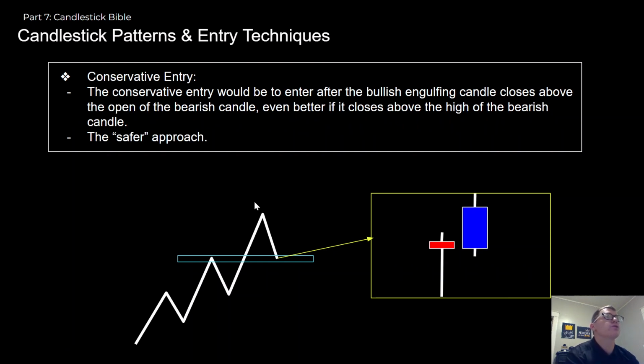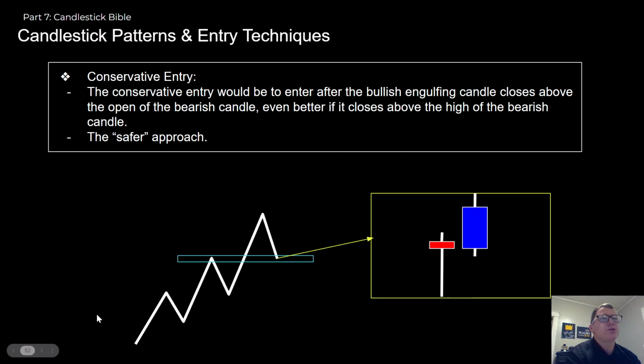Now, the conservative entry is going to be entered after the bullish engulfing candle closes above the open of the bearish candle. Even better, obviously, if it closes above the high or the wick. And this is considered the safer approach. This is going to save you from fake outs and stuff like that, which we'll talk about a little bit later in the course. But just know that based on this one simple move, there's going to be multiple different entry methods, and I just broke down two of them.